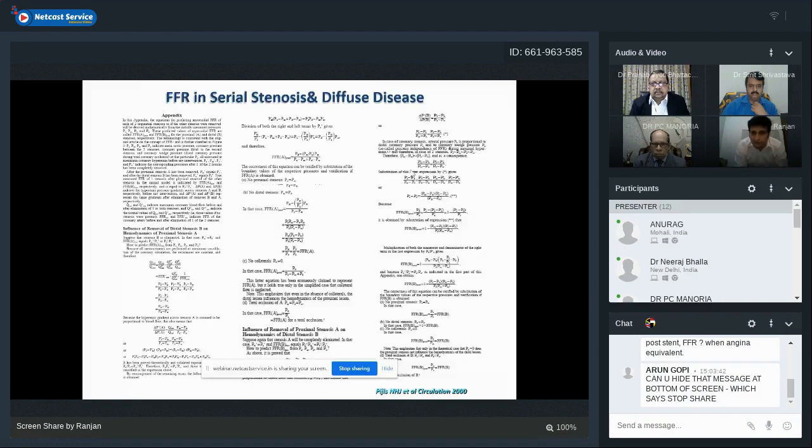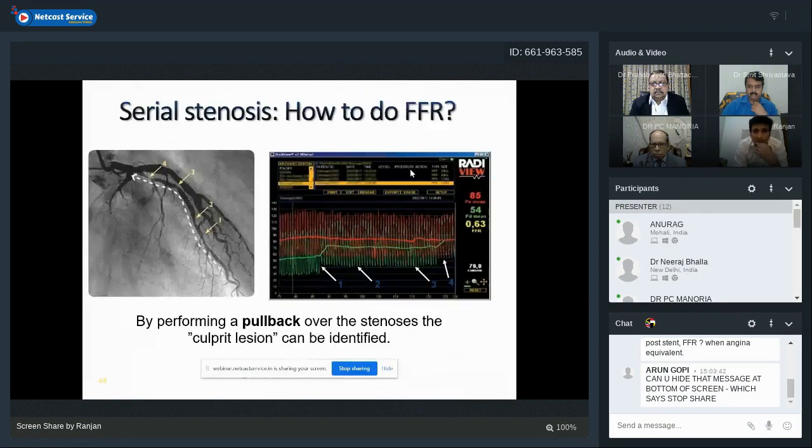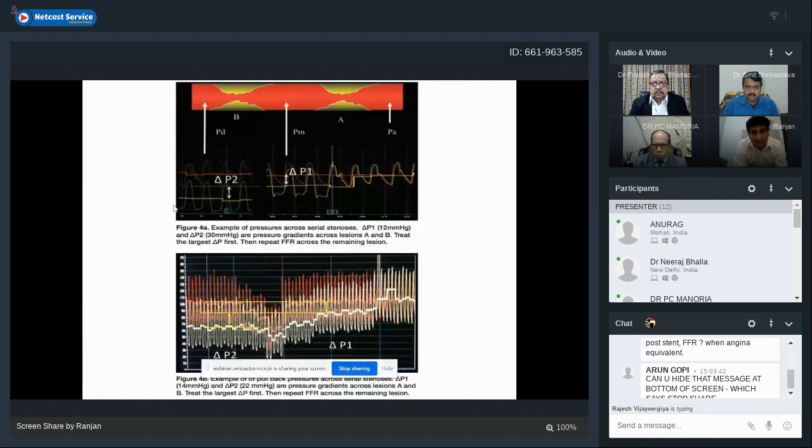You fix the distal and do the proximal. So whichever has a maximum pressure difference, that is the one we fix first. Do a repeat FFR and then do this. So the key point, do not keep the wire in between. It doesn't help us at all. You need to keep the wire way distant.